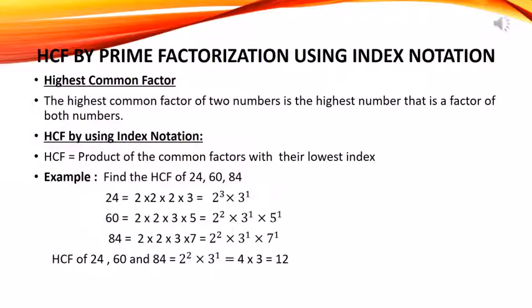So we will select 2 raised to the power 2 and then 3 raised to the power 1, the lowest common factor in base 3. So the HCF of these numbers will be 2 raised to the power 2 multiplied by 3 raised to the power 1, which is equal to 4 multiplied by 3 is equal to 12.